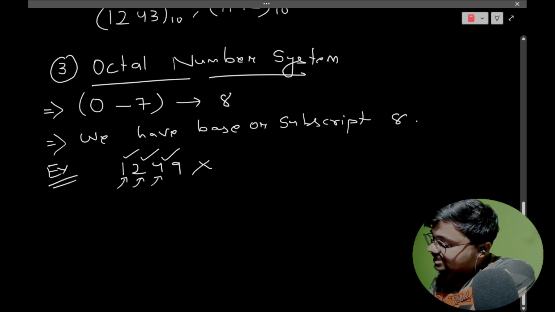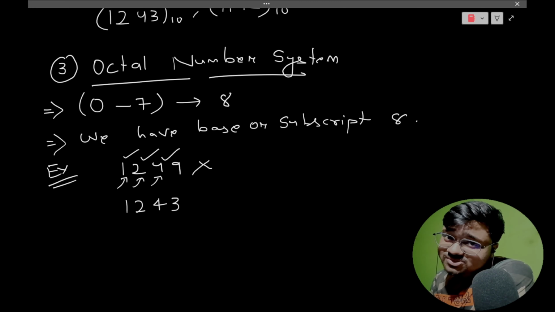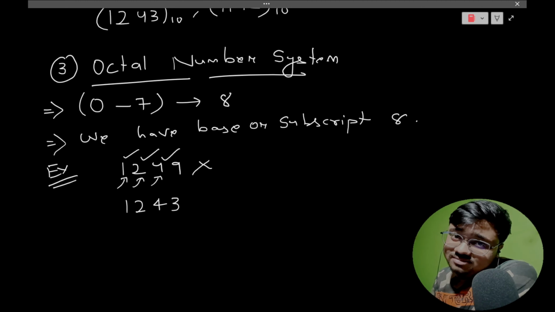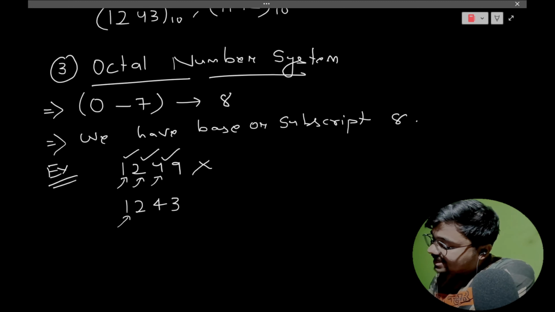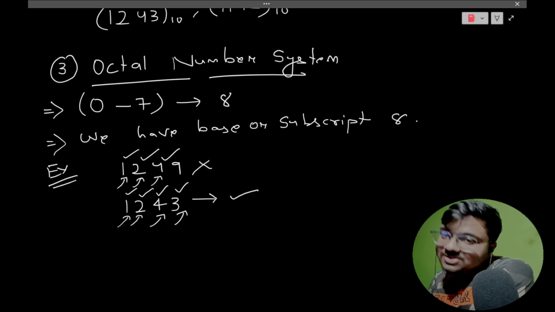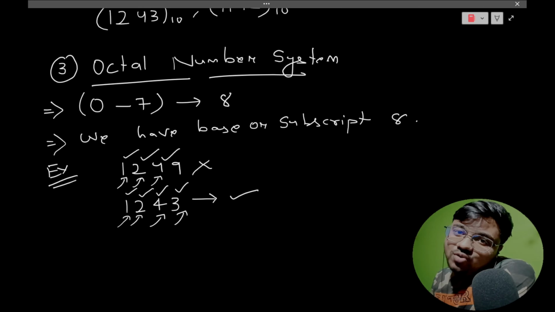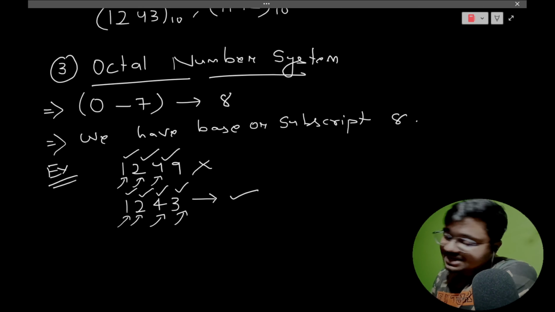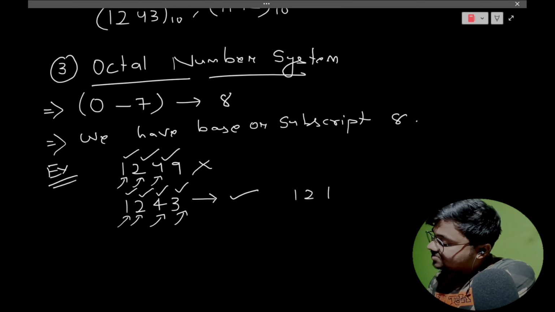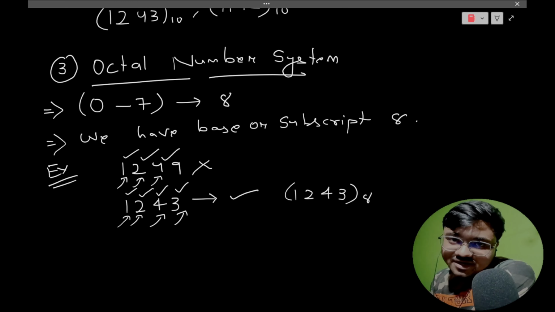Now let me take another example: 1 2 4 3. Can this be considered an octal number system? I have already explained how to verify whether a number comes under the octal number system or not. Likewise, you can see, yes, 1, 2, 4 is coming under the range, 3 is coming under the range. So you will be considering yes, this is one of the octal numbers. And as I have disclosed with the second point, we do have a subscript, that is the base, that is 8. So you can represent it in this way: 1243 base 8. Okay, did you get what I'm saying?